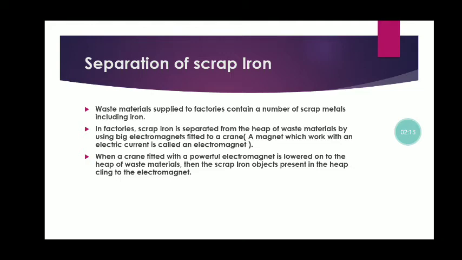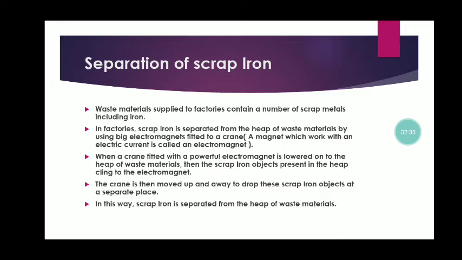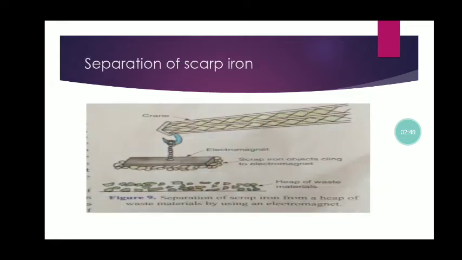When a crane fitted with the powerful electromagnet is lowered onto the heap of the waste material, the scrap iron objects present in the heap cling to the electromagnet. The crane is then moved up and away to drop these scrap iron objects at a separate place, and in this way scrap iron is separated from the heap of waste material. Now you can see in this picture scrap iron objects clinging to the electromagnet, so it easily attracts the iron and it is put outside, separate from the waste material.